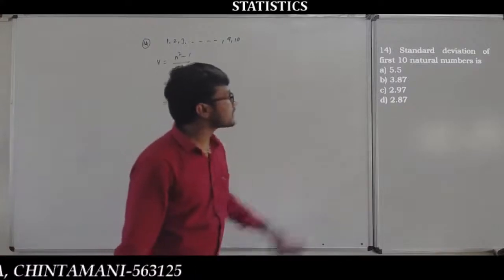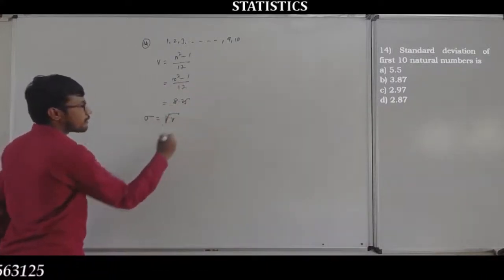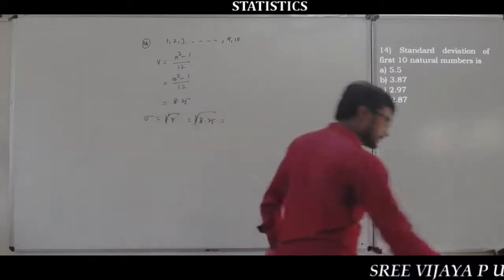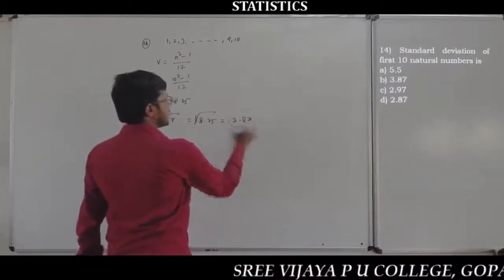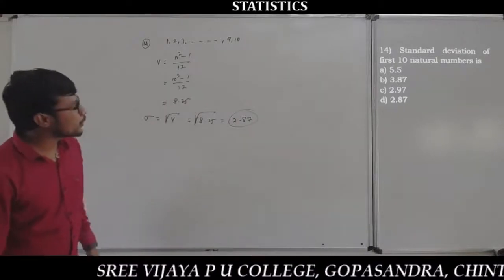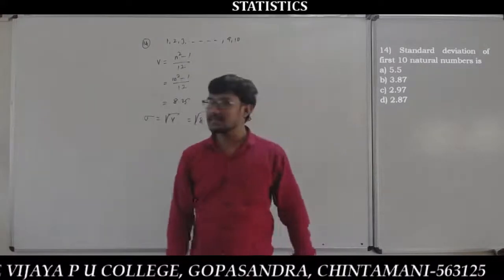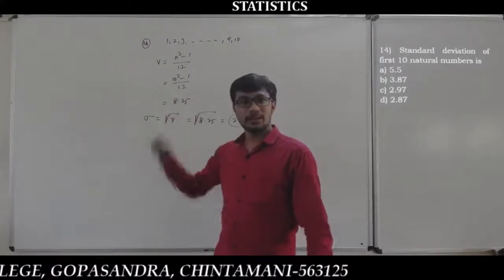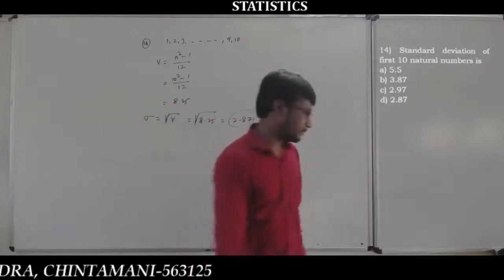But what is the question they asked? They asked to find the standard deviation, right? Standard deviation is equal to the square root of the variance. The square root of 8.25 is 2.87. So this is the standard deviation. So option D. The standard deviation for the 10 natural numbers is 2.87 and the variance is 8.25. So option D. Got it? Next one.